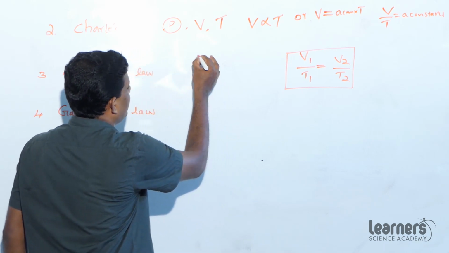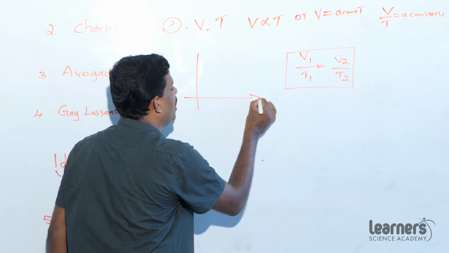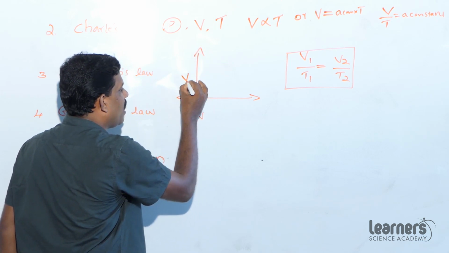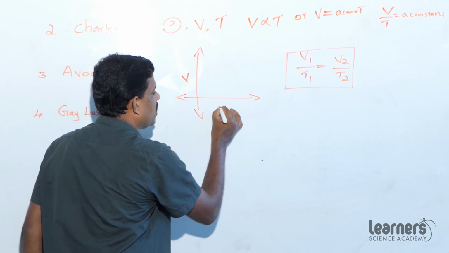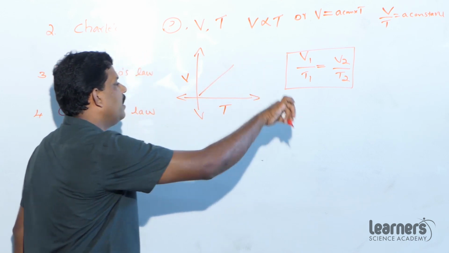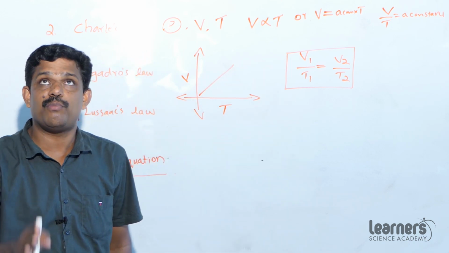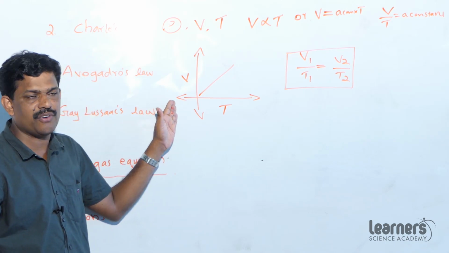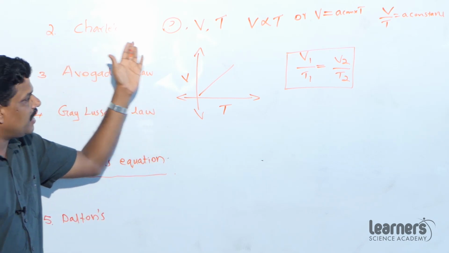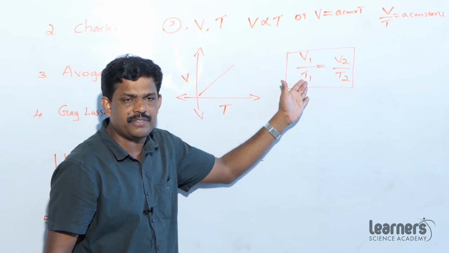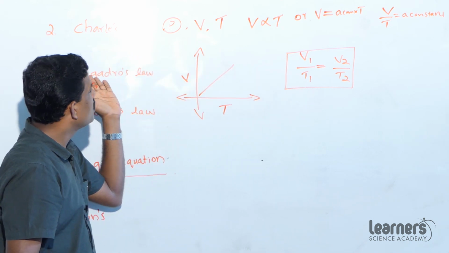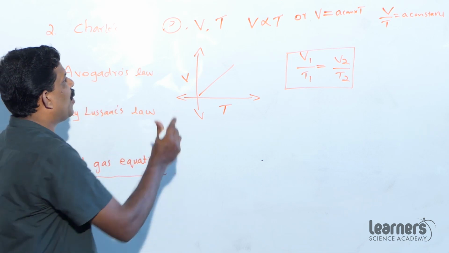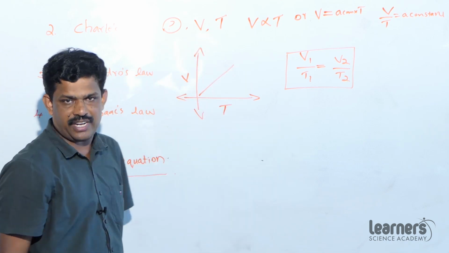We can represent Charles' law graphically by taking volume in one axis and temperature in another axis. It will be a straight line pointing upwards. So this is the graphical representation of Charles' law. So that's all about Charles' law. In this Charles' law, pressure is kept constant.